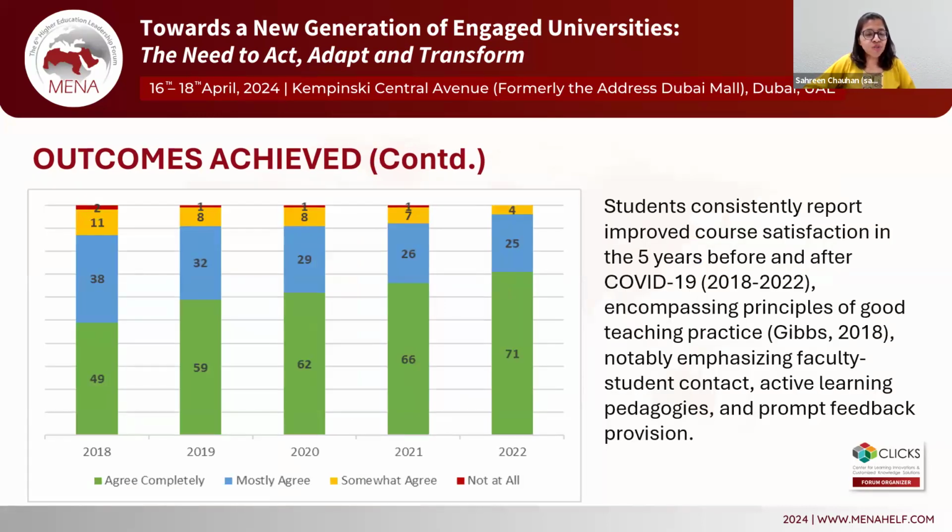And this graph is taken from the student evaluation of teaching, which is based on the 7 principles of good teaching. It shows that students have consistently reported improved course satisfaction over the 5 years, before and after the pandemic. Some of the areas which have really shown improvement include faculty-student contact, active learning pedagogies, and providing prompt feedback.